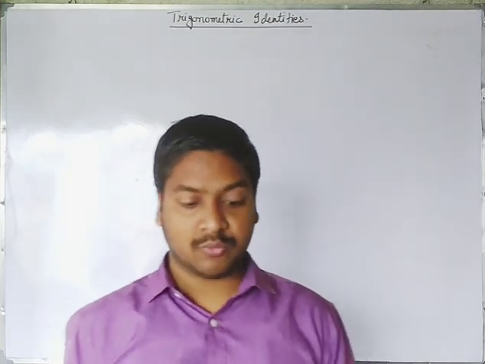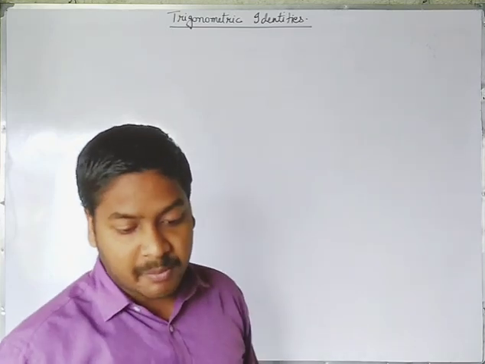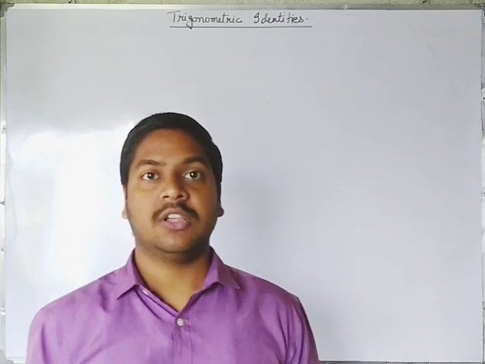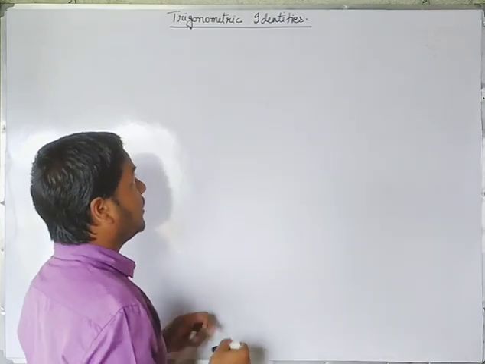So I have some questions. Question number 1 is cosec theta minus cot theta whole square. We need to prove it equals 1 minus cos theta by 1 plus cos theta. So I am writing up the question here.